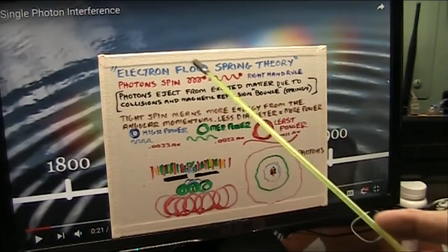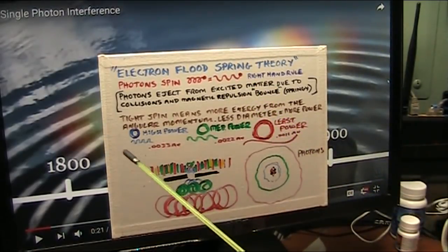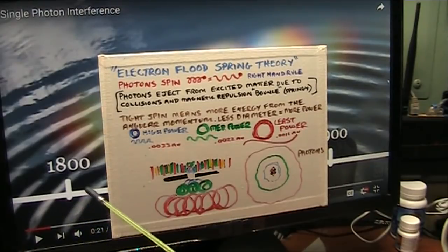And I'm going to call this electron flood spring theory. Because these springs are nothing more than what happens to the photon when it crashes into something. It's like a beach ball. It goes boing, and that excites it, and that pushes. It's the push of them. You push two magnets together, you can feel it. You feel like you're pushing two beach balls together.